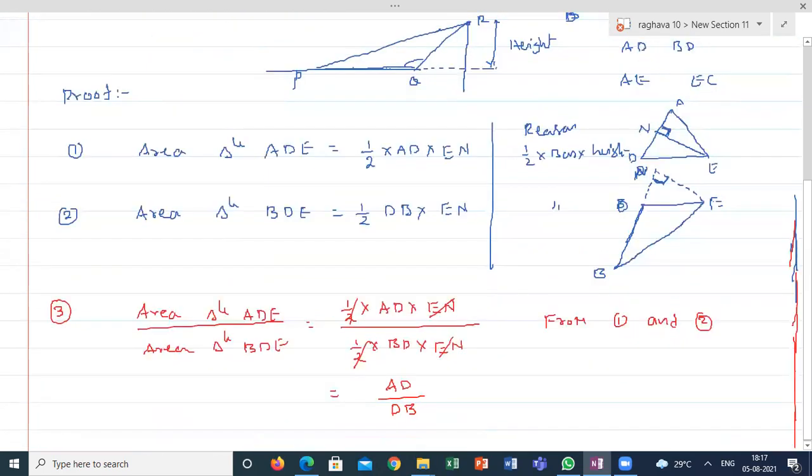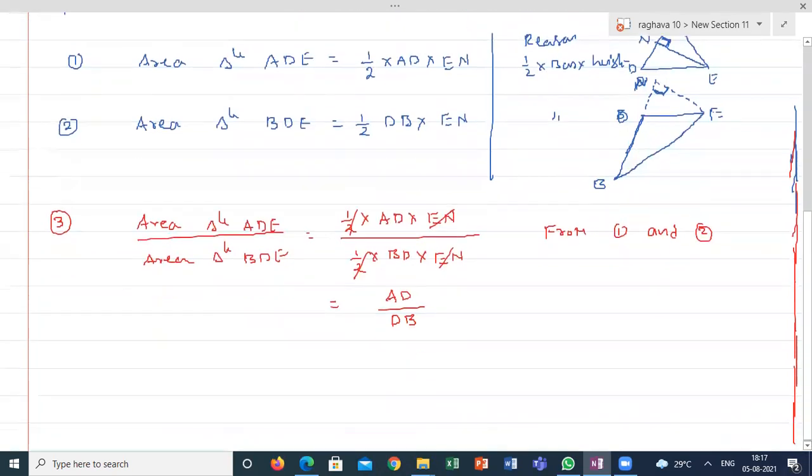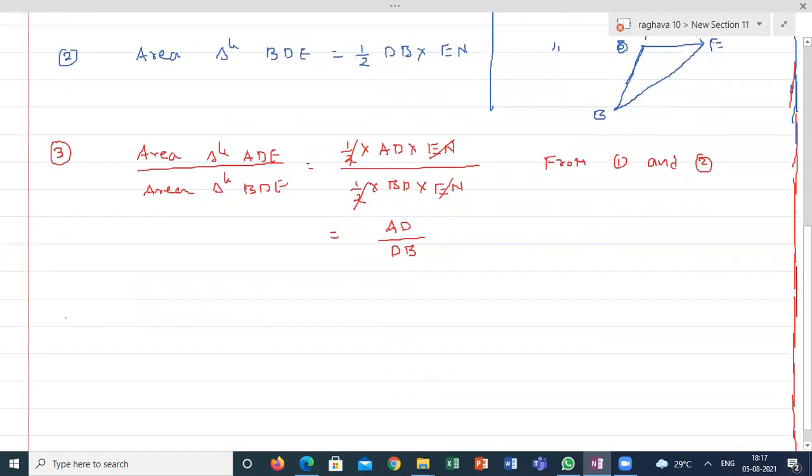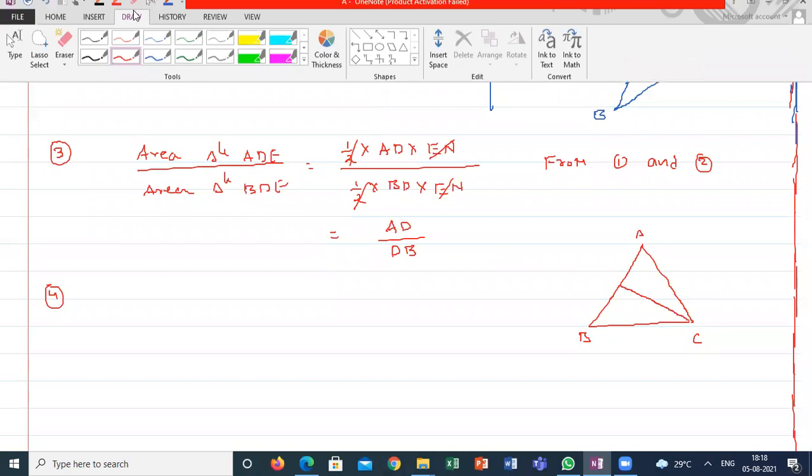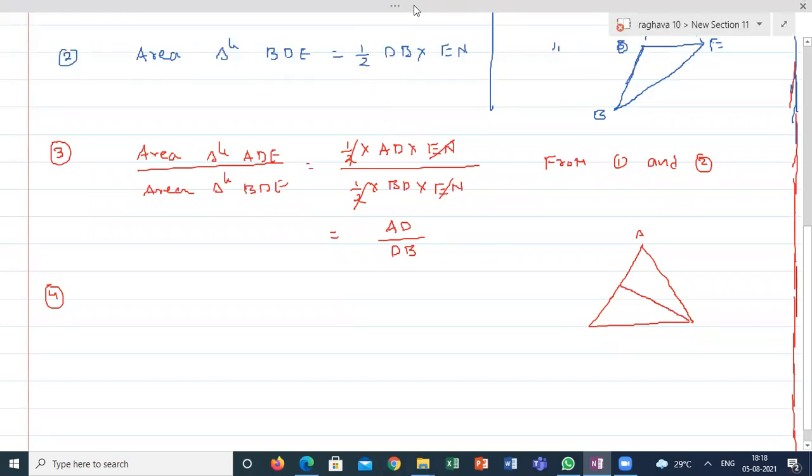Now I'm taking the same triangle. The fourth point, I'm taking the same triangle. In one triangle, how many ways can you calculate the area? I can calculate the area in 3 ways: AB as the base, BC as the base, and AC as the base. 3 different bases I can use. Taking the same triangle directly will make it easy to connect here.